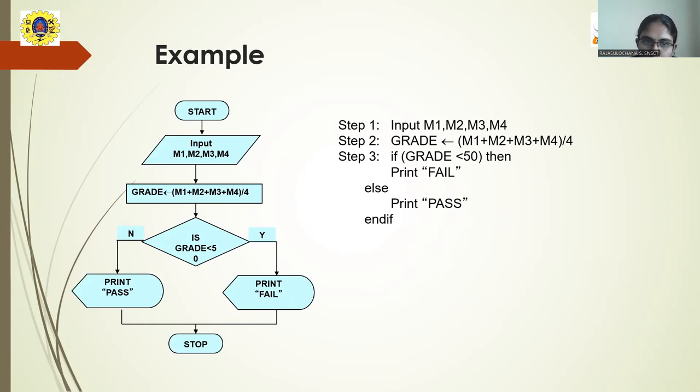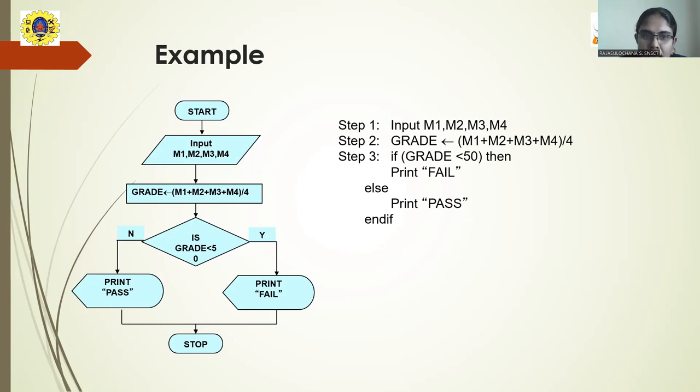After receiving the input marks, you have to calculate the average, right? So average is an operation. If it is an operation, you have to mention it inside the rectangular box. Similarly, here the operation is average: sum of 4 marks divided by 4. It is mentioned inside the rectangle.